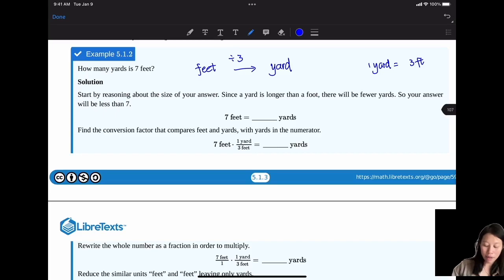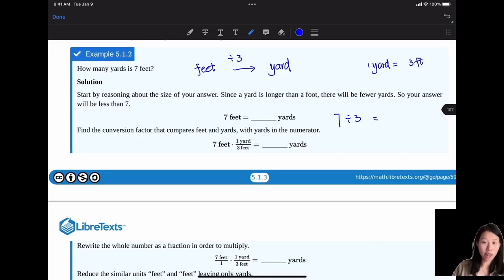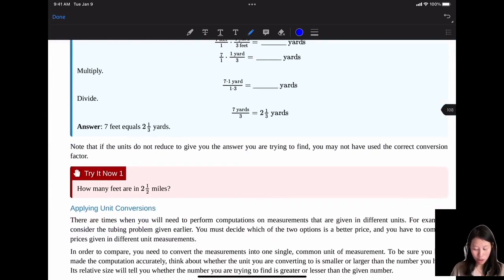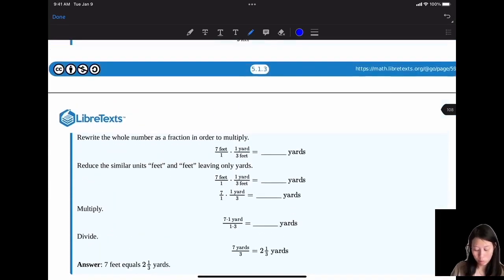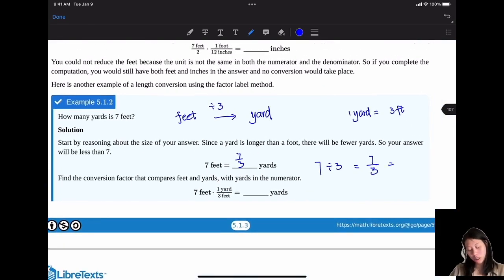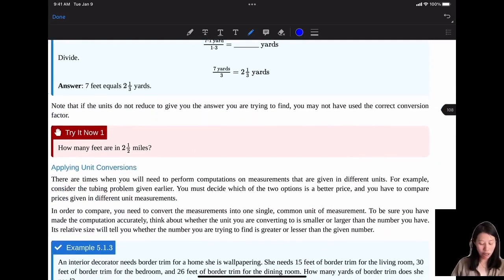So now I have 7 feet, and you want to divide it by 3. You can write it as a fraction, so you don't need a calculator. That means 7 feet equals 7/3 yards. Or you can write it in a more simplified way, which is 2 1/3. You can keep it either way. I'm fine with it. Okay, so now try it yourself.